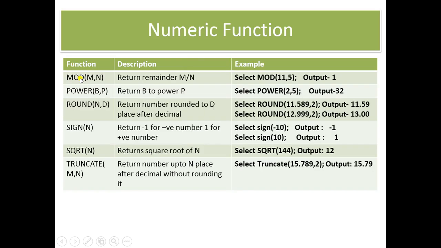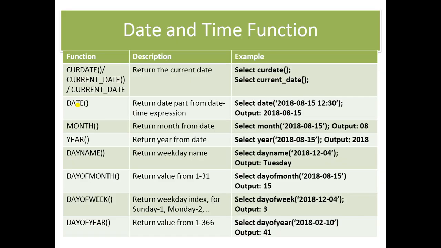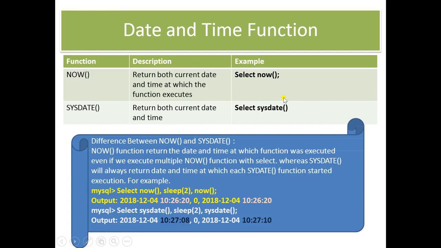These are the numeric functions. These functions are in your class 11th book, so you can find them there also. And these are related to your date and time functions. You just see the function, then the description and then an example. This is your date and time function: now and sysdate. You can see one example is also there. In this way, you will see the output.